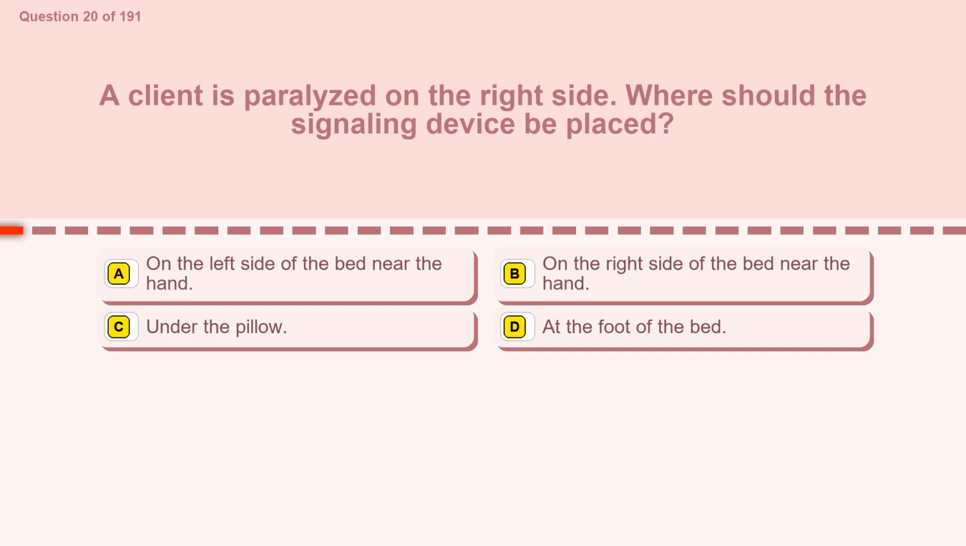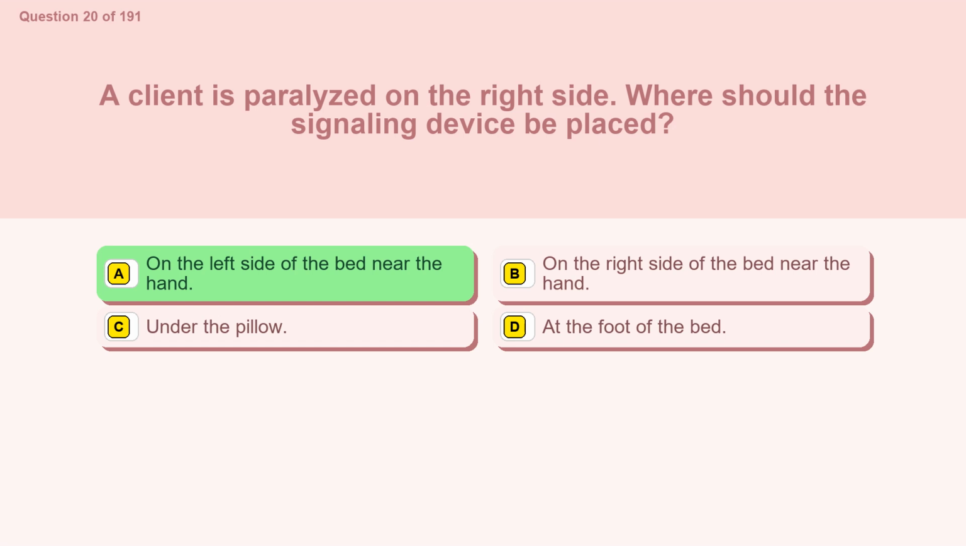Question 20. A client is paralyzed on the right side. Where should the signaling device be placed? Option A, on the left side of the bed near the hand. Option B, on the right side of the bed near the hand. Option C, under the pillow. Option D, at the foot of the bed.